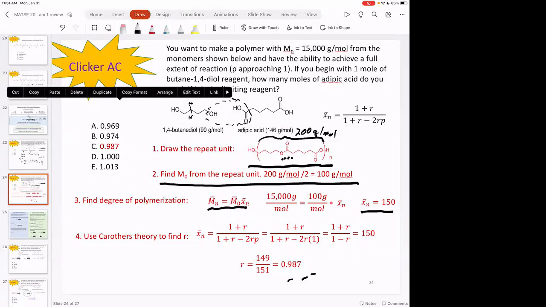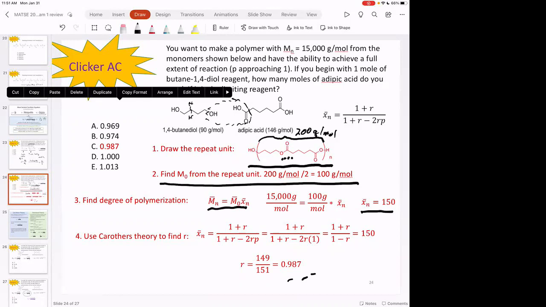Yes. I think my biggest sticking point with that is what we were just talking about. I see Mn, the 15,000 grams per mole, as the overall chain. So whenever I see that whole repeat unit, I think, okay, that 200 grams per mole is part of that. So that way we won't have to divide by two. So that's my sticking point.